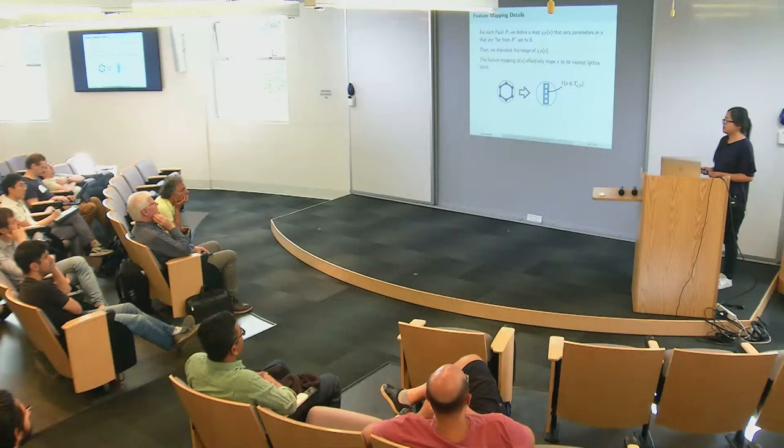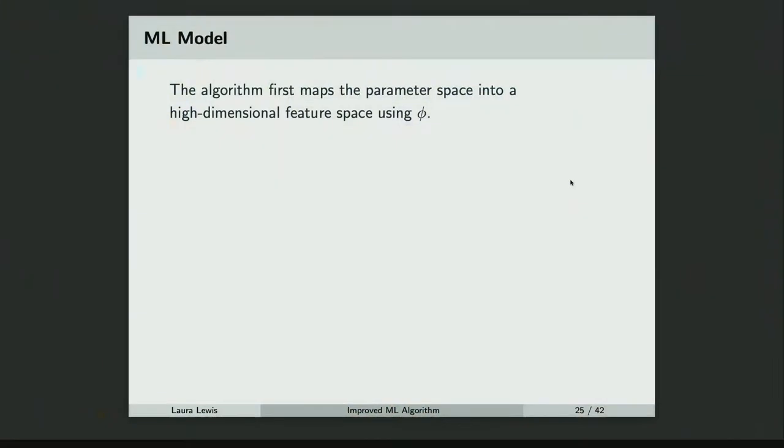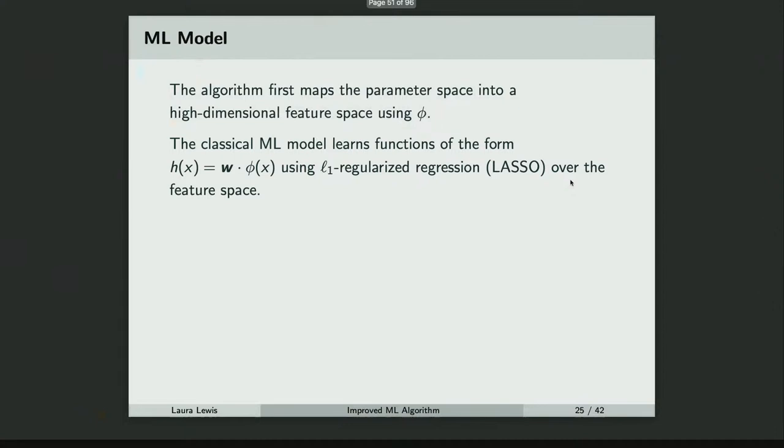So this is the feature mapping. So it's just a vector of zeros and ones. And so this is just a summary. First we map the parameter space to this higher dimensional feature space using this feature mapping that encodes the locality of the Hamiltonian. And then we just use some fairly standard machine learning techniques. Namely, we're using this L1 regularized regression, or the lasso algorithm, over the feature space.